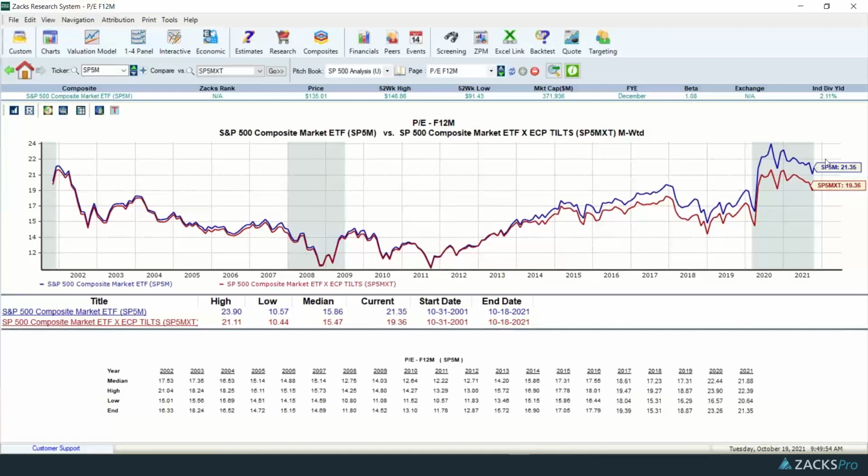So the S&P 500, the SP5M, is the one that mirrors the index itself. This is obviously going to contain those 6 macro tech names. And obviously the SP5M XT, X tilt, is with them removed. So you can see obviously a much lower PE multiple than the S&P 500 currently trading.